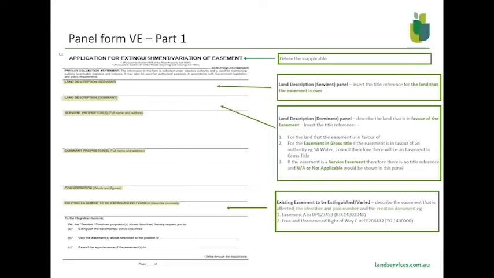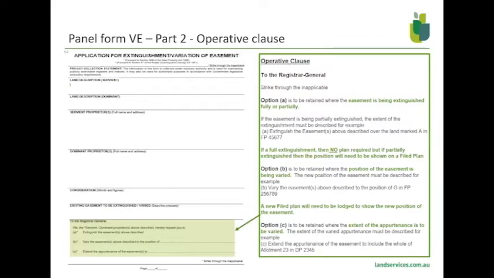In the next slide, I will discuss the operative clause. There's 3 different options in the operative clause, highlighted in green at the bottom of the page. Option A is when you are fully extinguishing the easement as regards the titles involved. When it is a full extinguishment, there is no need to have a plan showing this. Option B is about varying the position, and of course a new file plan would need to be lodged depicting the new position. And finally, option C is to extend the dominant land to include other land owned by the dominant proprietor. So you will need to delete the inapplicable.